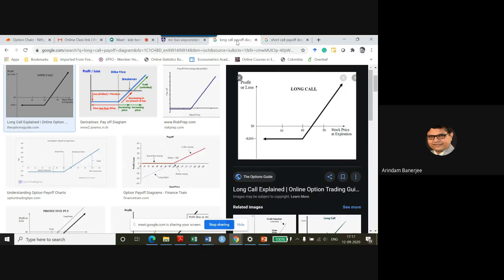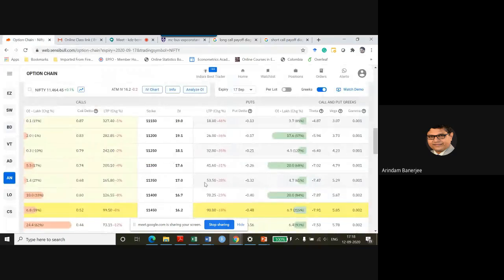So most of the time, actually, the market moves in a range, and because of this theta, the option value continuously decays. We are looking at this theta of minus 7.91. If you observe this theta after 2 days on Monday, you will find that this option value has already come down because of this theta, because of this time decay.